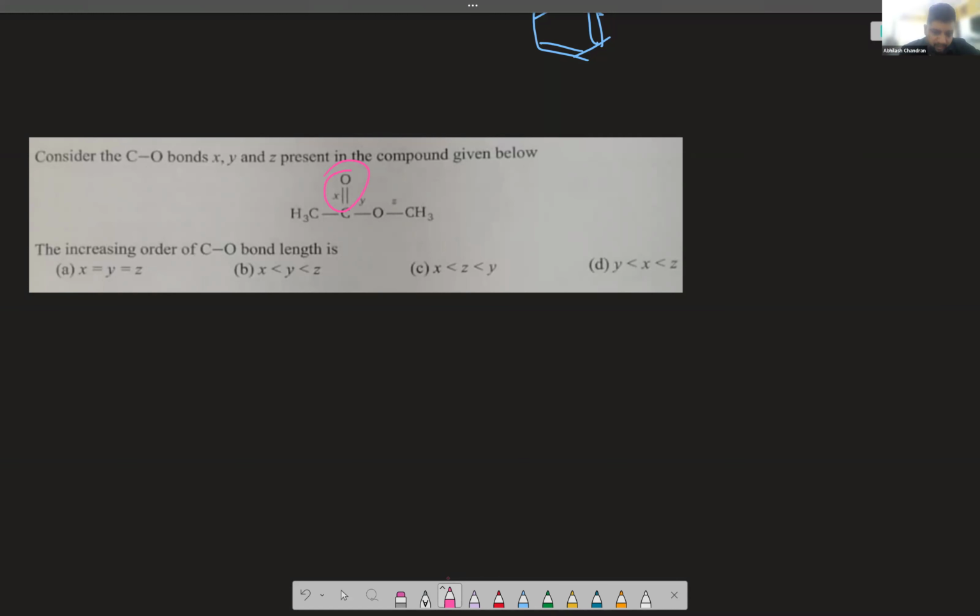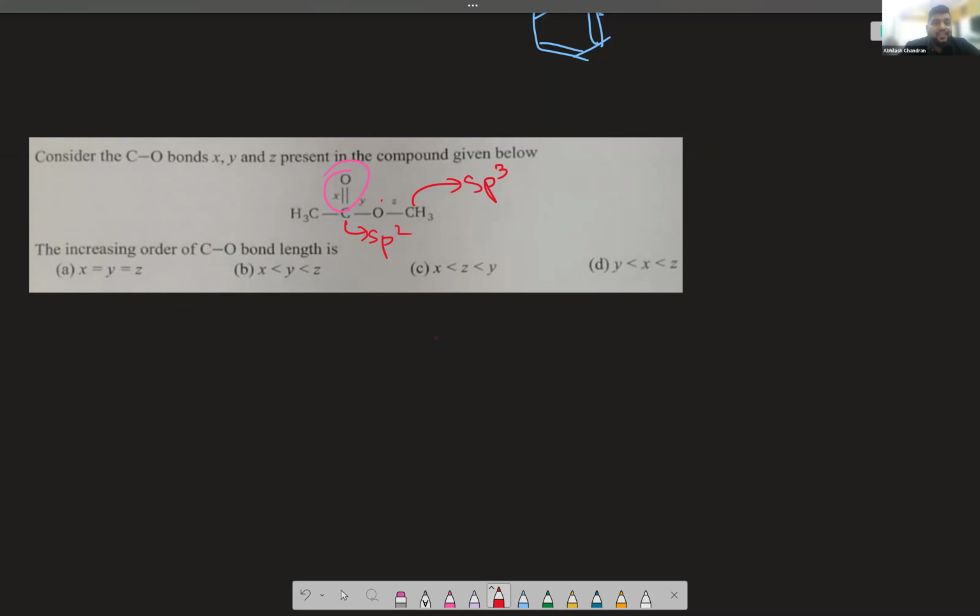It is going to be the shortest, right? A double bond is shorter than a single bond. The other two are single bonds, right? Carbon oxygen single bond, carbon oxygen single bond. But if I'm looking at this carbonyl carbon, the one where X and Y are both there, this carbon is sp2 hybridized, while this carbon is sp3 hybridized, right? So obviously we know that sp2 has more percentage s character and is going to have shorter bonds. Bond order is something that you can use to speak about bond length, obviously.